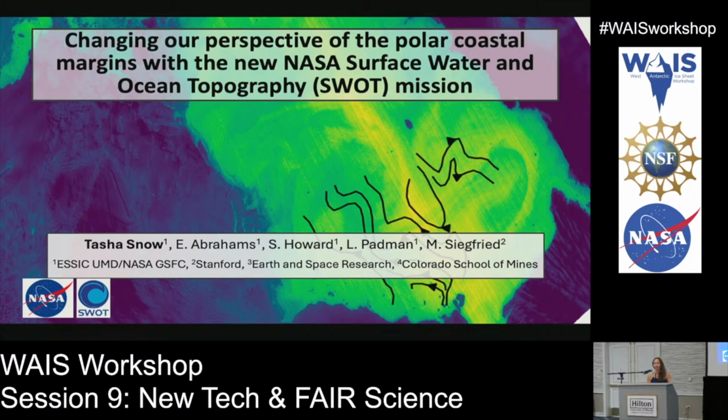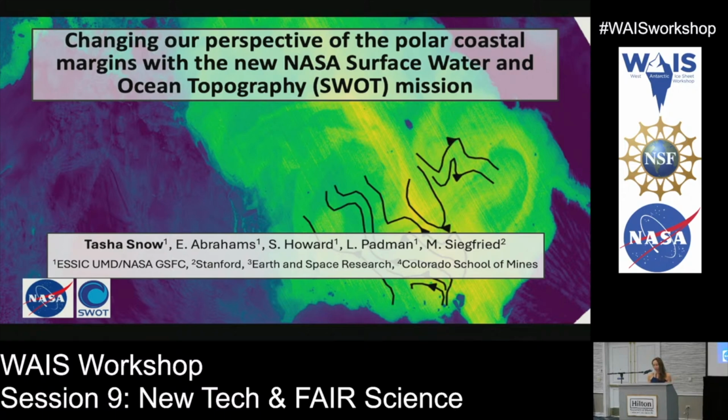My name is Tasha Snow, and I'm a research scientist at ESSEC and NASA Goddard. I'll be talking to you today a bit about SWOT, the NASA Surface Water and Ocean Topography mission, and really trying to demonstrate how this satellite mission can change our understanding of the coastal regions around Antarctica. Before I get started, I want to recognize our funders, NASA and the SWOT science team, and collaborators on this project.